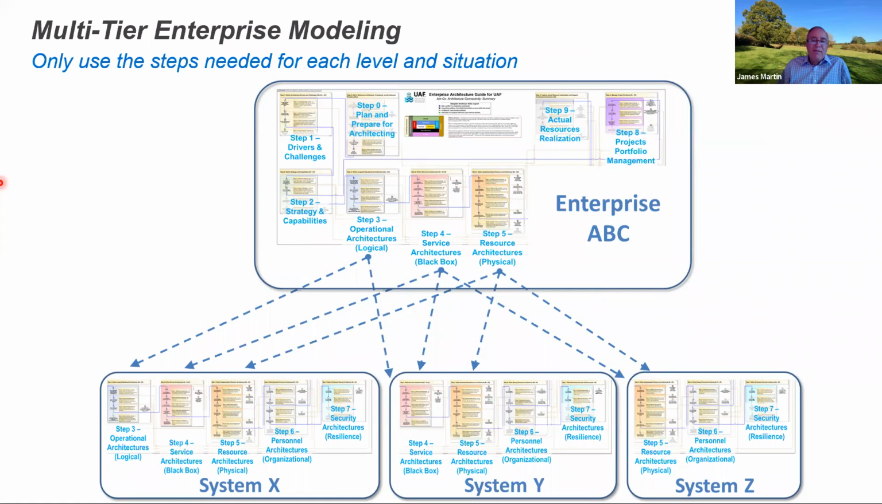For example, the enterprise itself may have an architecture, and you may only go through step 5. Whereas the various system projects might only start with step 3 or 4, because they'll use the results of steps 1, 2, and 3 from the enterprise level and just add to it for the resource architectures, which represent the physical things, personnel architectures, which represent the human resources, and security architectures, which represent the resilience of your architecture to threats.